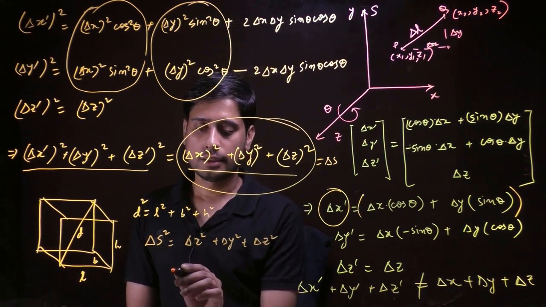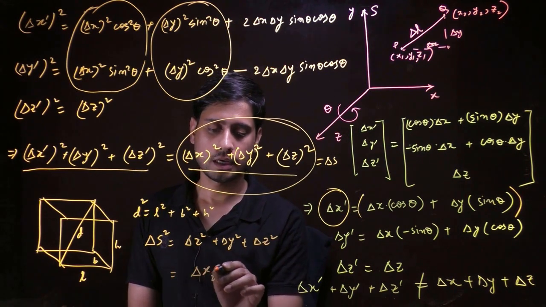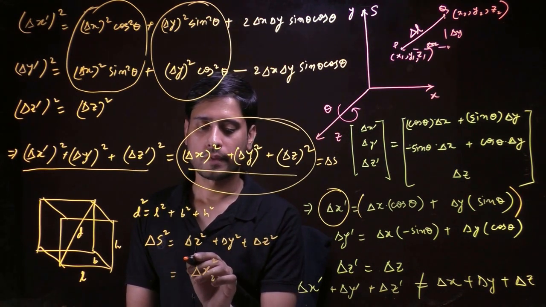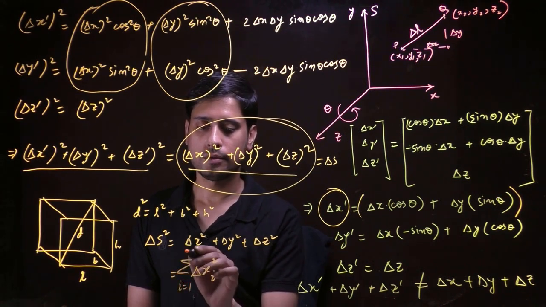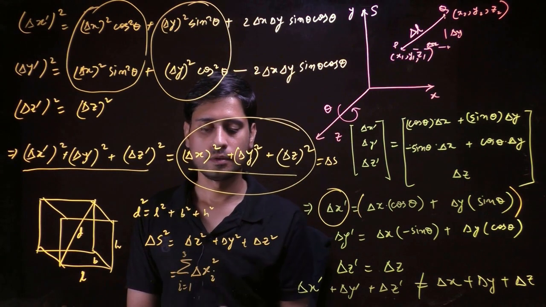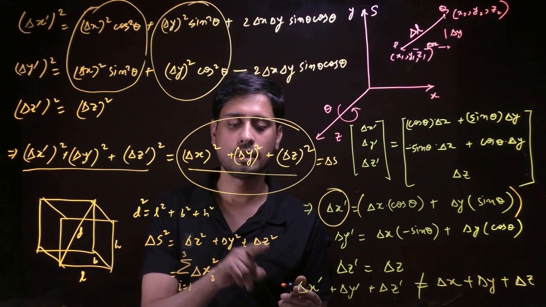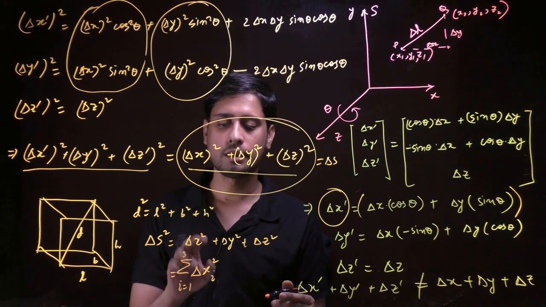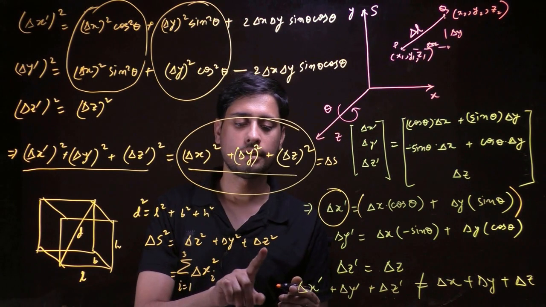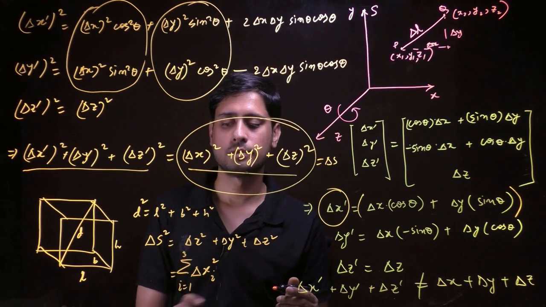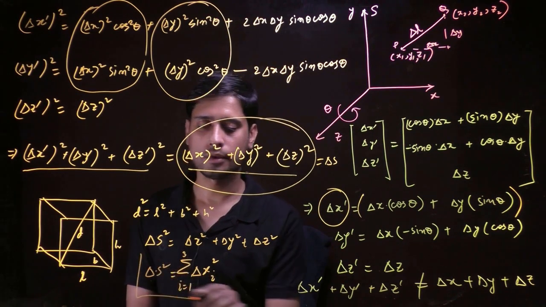You can write it in a simple manner like the sum of delta xi square, where i equals 1 to 3. So it will be delta x1, delta x2 and delta x3. For delta x we are calling delta y as delta x2 and delta z as delta x3. So this will be your invariant quantity in case of rotation.